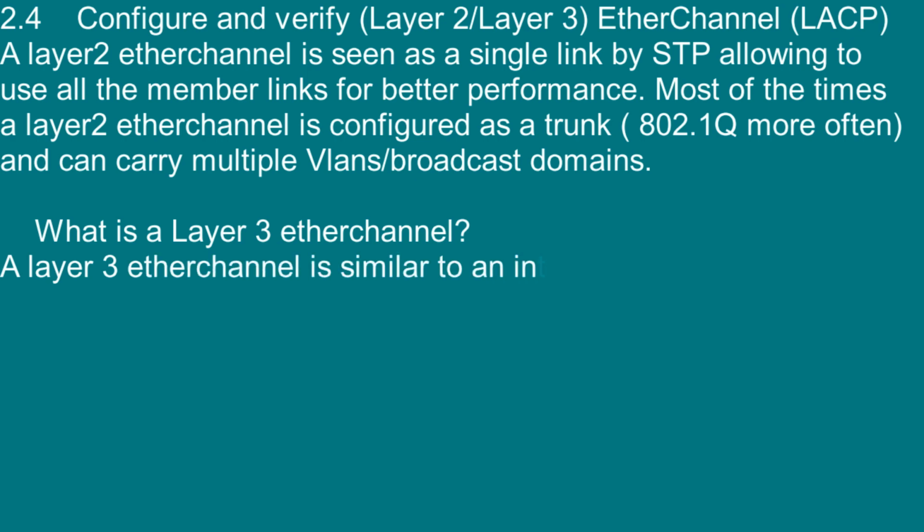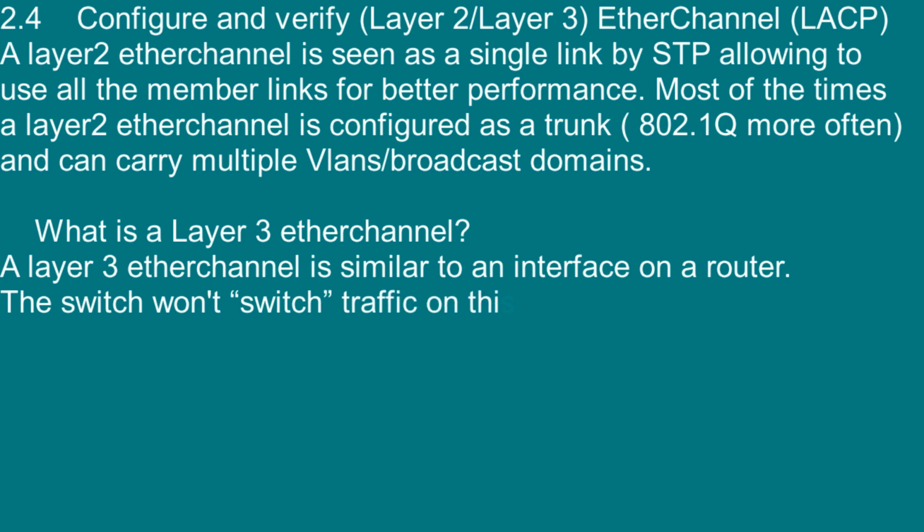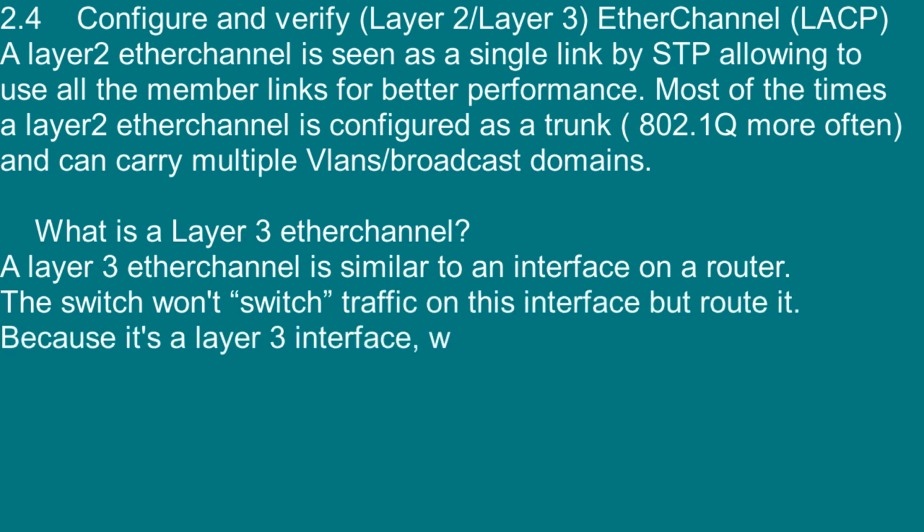A Layer 3 EtherChannel is similar to an interface on a router. The switch won't switch traffic on this interface but route it. Because it's a Layer 3 interface, we configure an IP address on it.